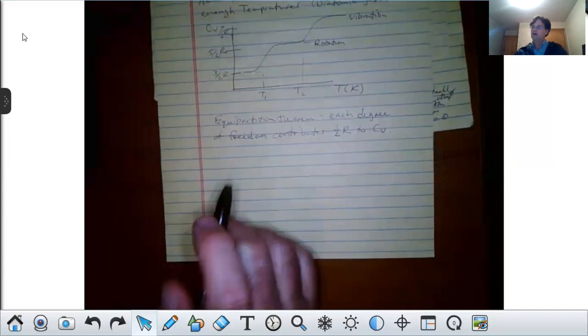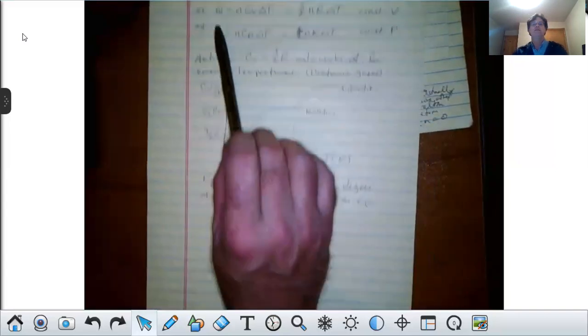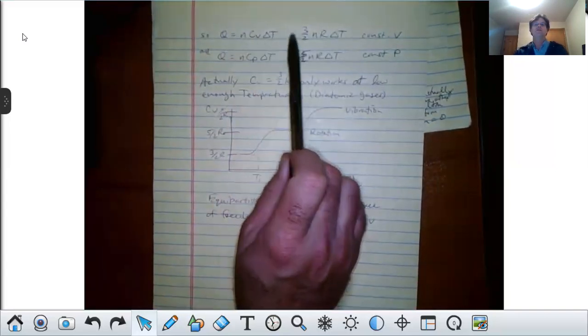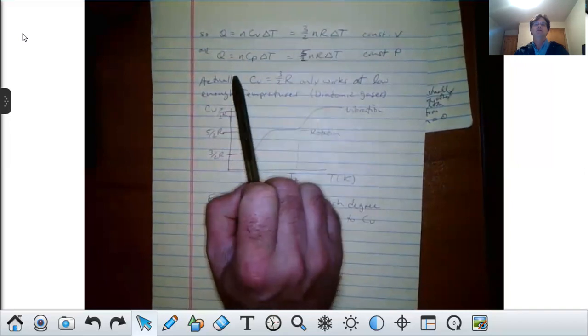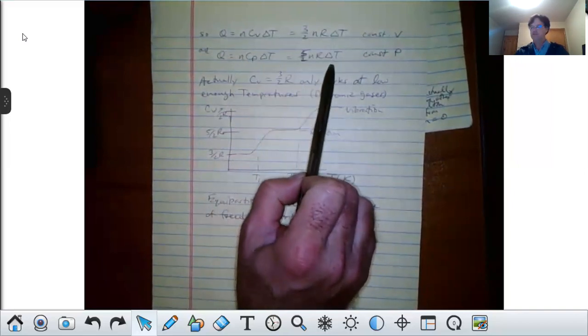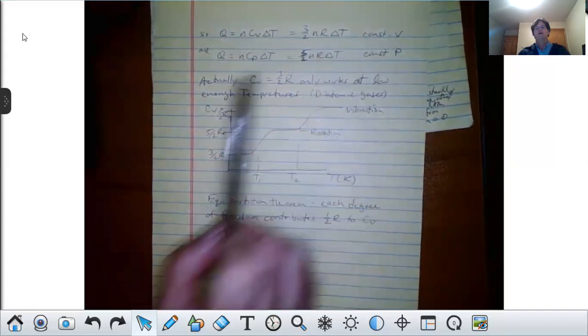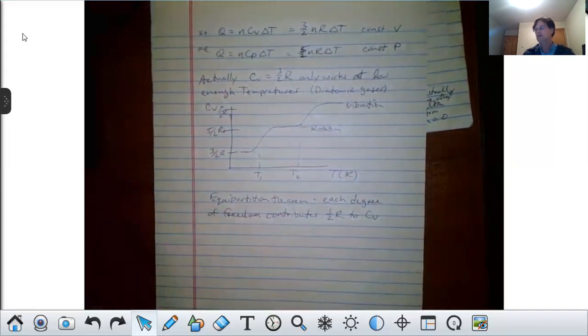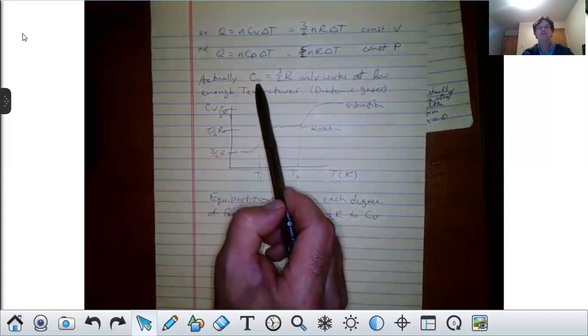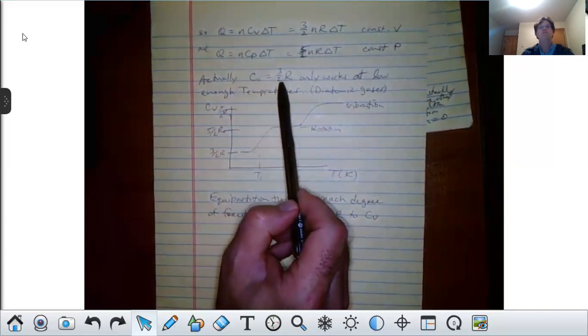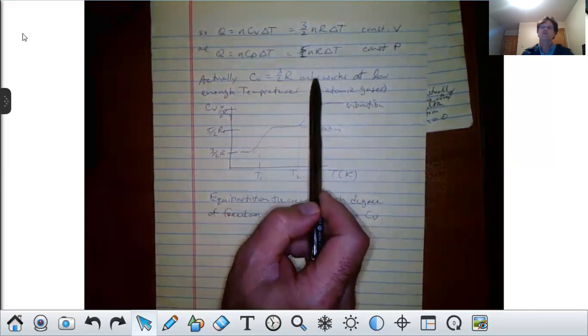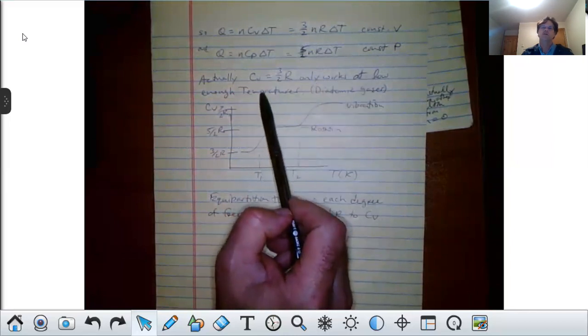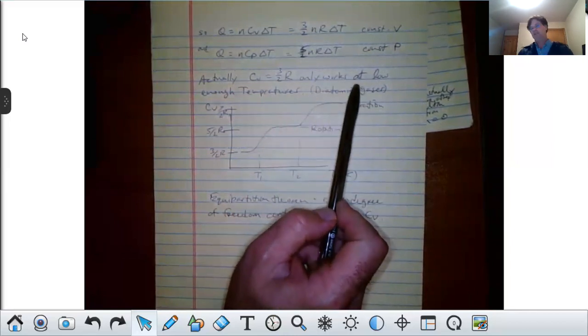So just to summarize, I've written that the amount of heat taken for constant volume is 3/2 nR delta T. For constant pressure, it's 5/2 nR delta T. And one last thing about this: when people actually did the experiments for different gases, for constant volume processes, the 3/2 R only works at low enough temperatures for diatomic gases.